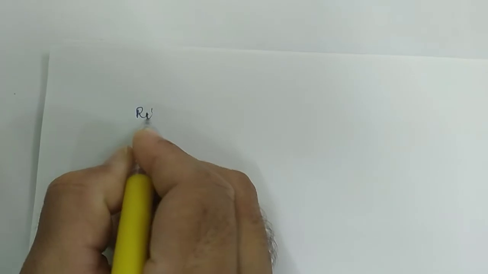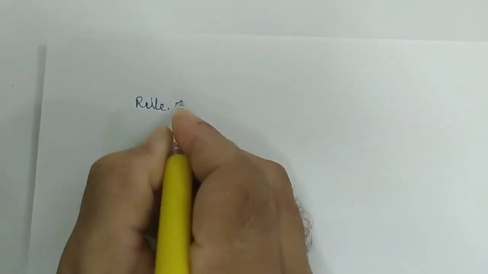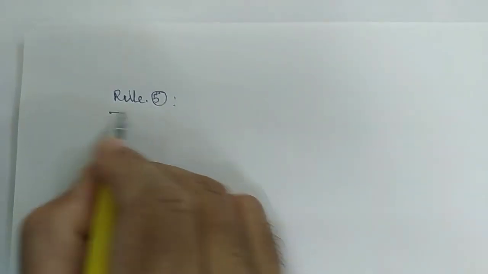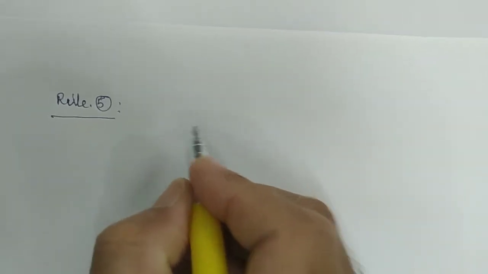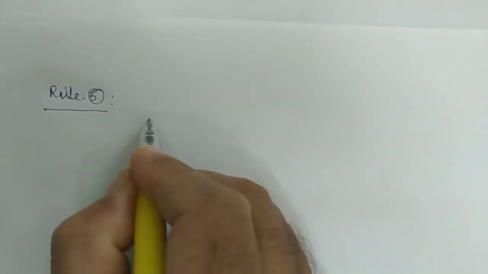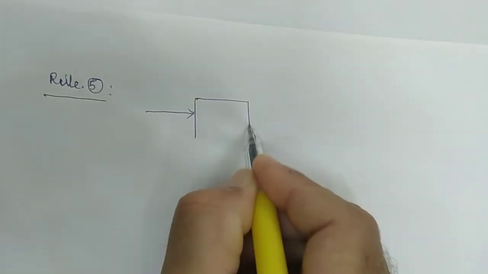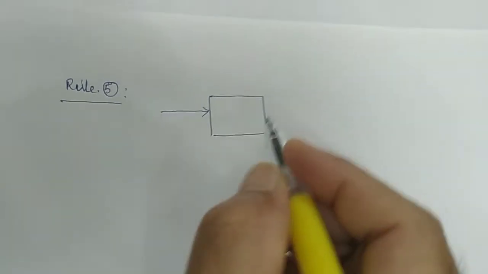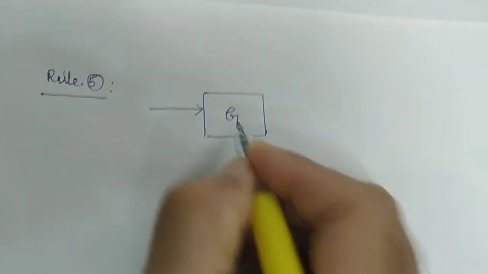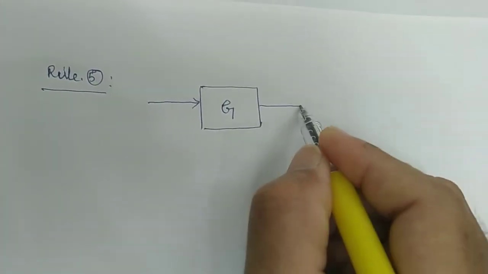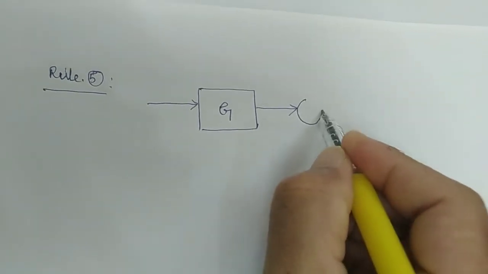Rule number 5. What is rule number 5? Okay, in rule number 5 you write the same. So in this case, for example, the gain is given here and you have a summing point after the block.